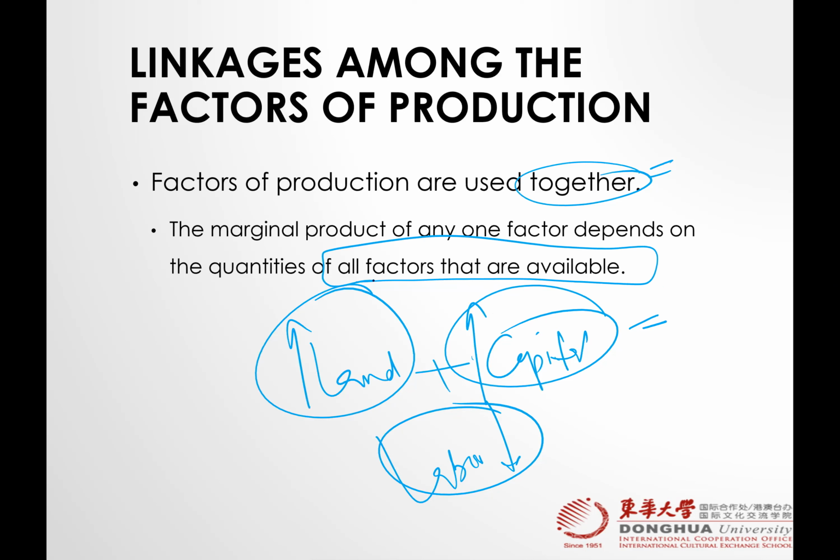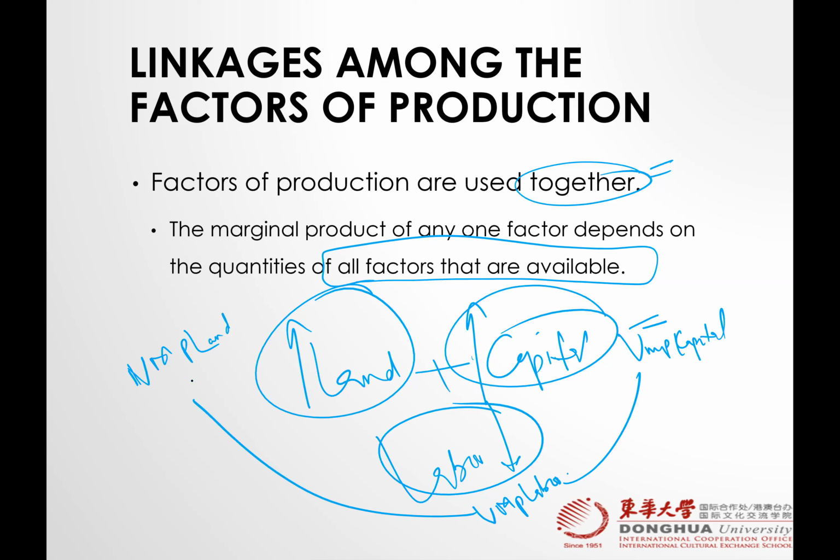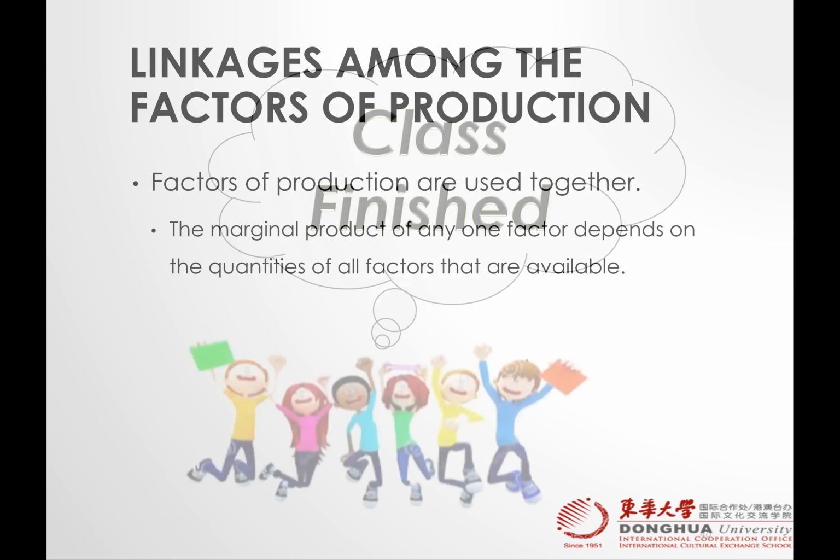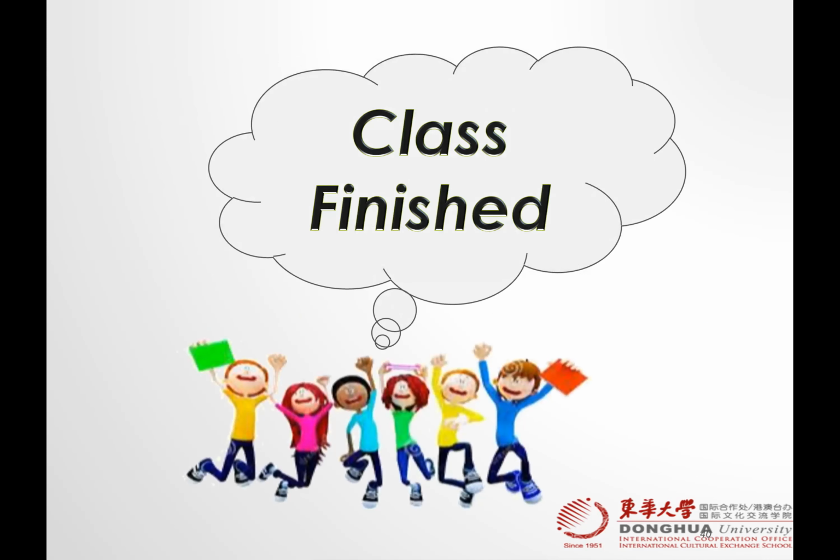Right? So value of marginal product of land, value of marginal product of capital, value of marginal product of labor. So these are interconnected, right? Okay. Now questions.